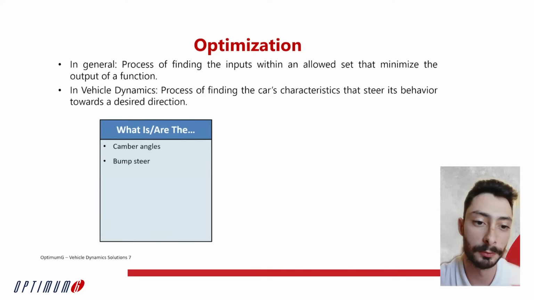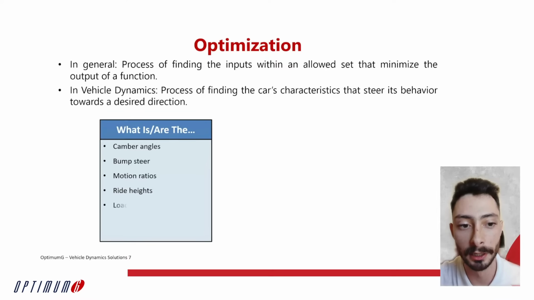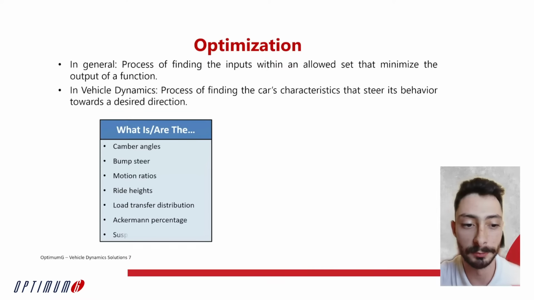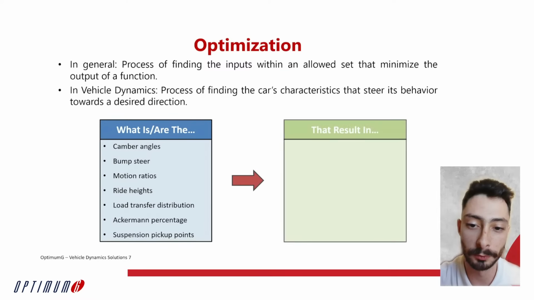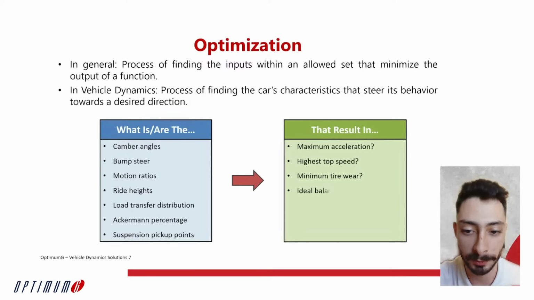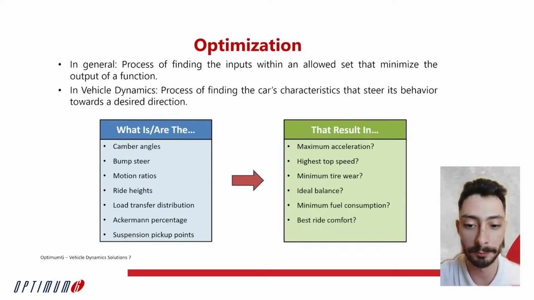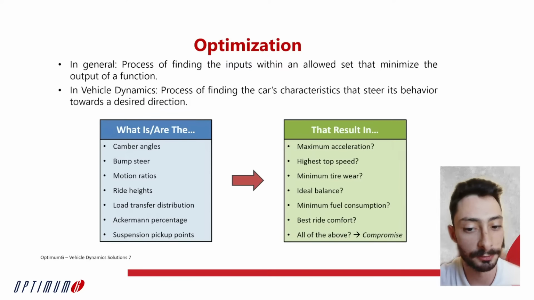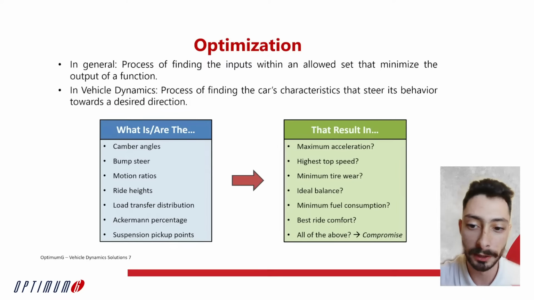So in other words, the question that we are asking is, what are the camber angles, the bump steer, the motion ratios, the Ackermann percentage, and the suspension pickup points that will steer my car towards having maximum acceleration, a higher top speed, an ideal balance, the best ride comfort, or a combination of these. So hopefully this methodology that we present to you today can give you some insight into how we at OptimumG are able to answer some of these questions.